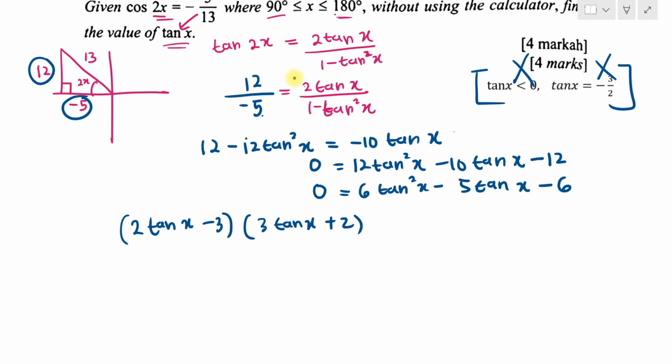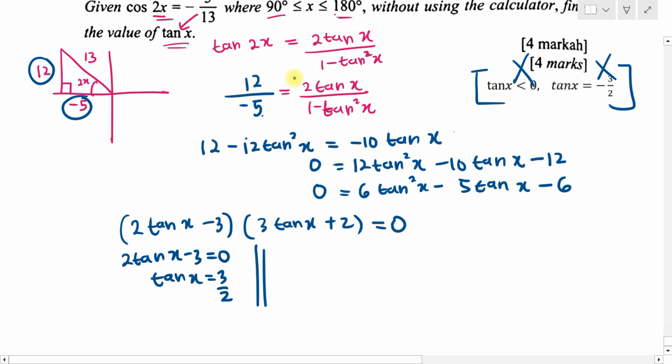Okay. So this should be resulting, wait, let me try 6 tangent square x minus 5 tangent x minus 9. So minus 5, that's right. So 2 tangent x minus 3 equals to 0. So tangent x is 3 over 2. I did this question once with the other class. I'm getting this 3 over 2 and negative 2 over 3 also.